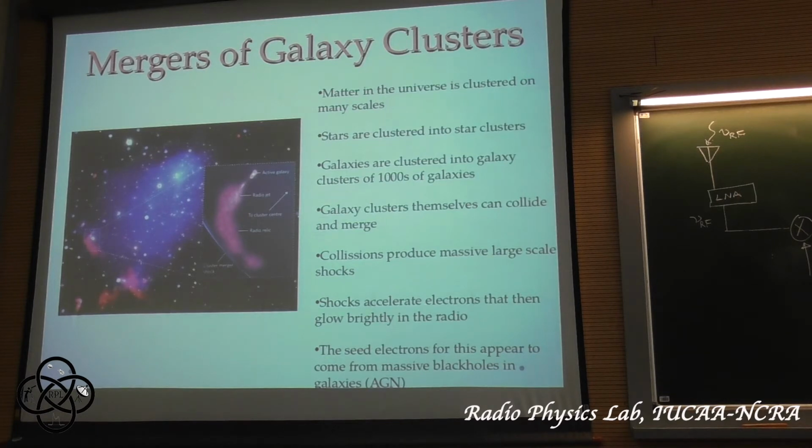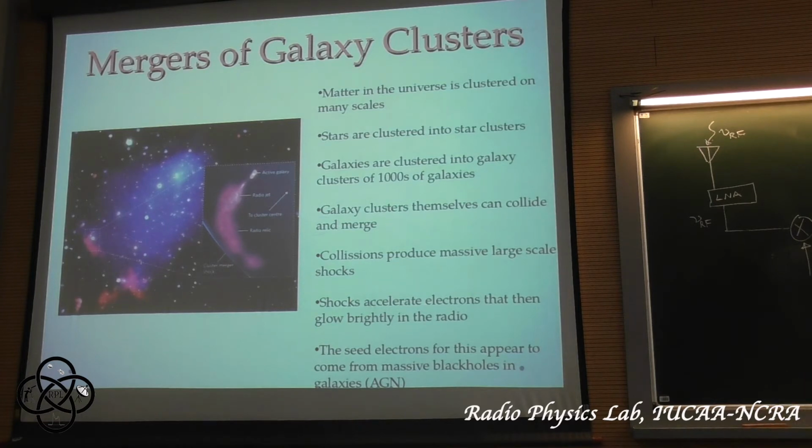Galaxies also, it turns out, are not randomly distributed in space. They are typically clustered into things called galaxy clusters, which contain thousands of galaxies. And these clusters themselves are not randomly distributed. They themselves are clustered together in space. And since they're close by, they can actually collide with one another and they can merge. And you get very spectacular effects when you have mergers of objects which are this big.